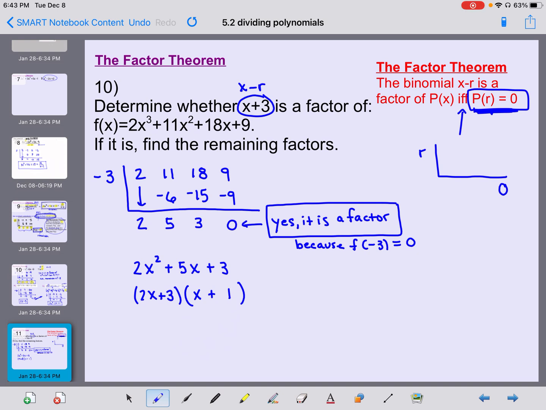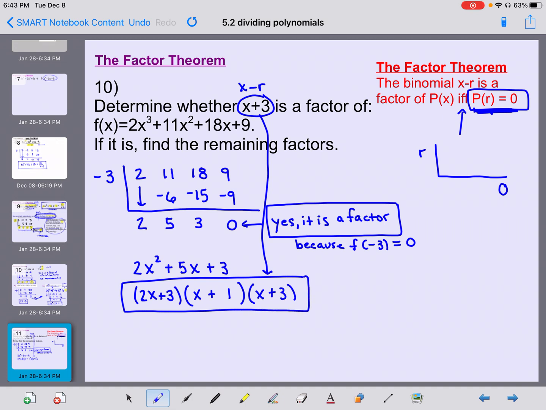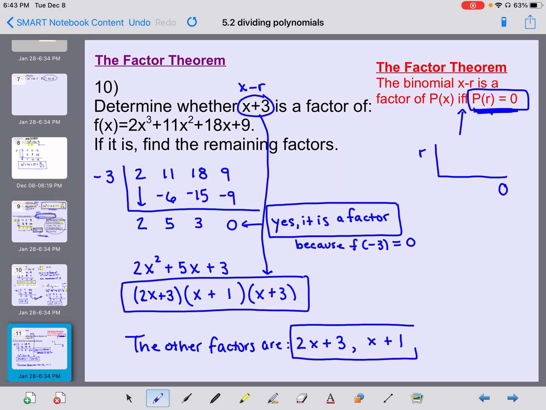I'm going to bring down my original factor, x plus 3, the one that I said, yes, it's a factor. I'm going to bring that down. So these are all the factors. So you can write it like this, or you can say the other factors are 2x plus 3 and x plus 1. I think the textbook writes it like this when the question is asked this way, so I'll accept this answer, I'll accept this answer.